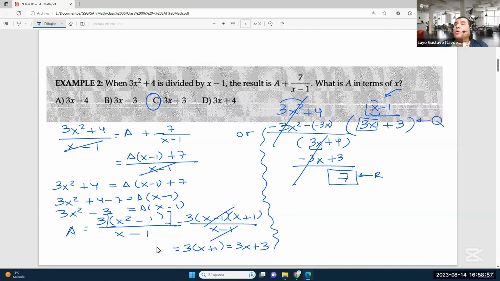So, what is 3x squared plus 4 divided by x minus 1? It is the quotient 3x plus 3 plus the remainder divided by the divisor. So this is it.